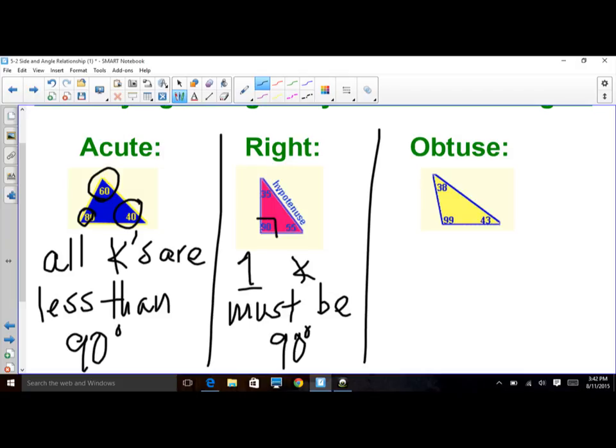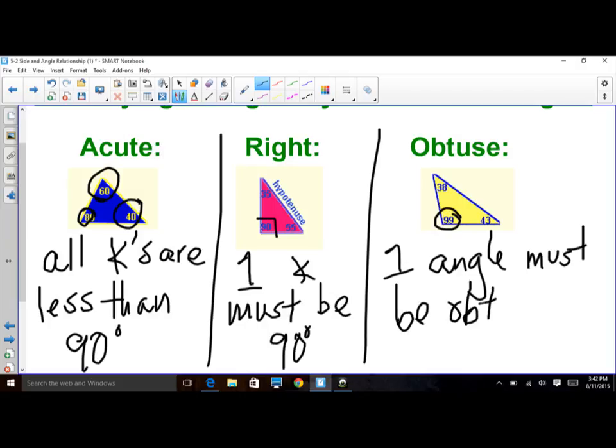The last is the obtuse triangle. Notice that in the obtuse triangle, we have one obtuse angle. So whenever we have a situation like that, we can classify our triangle as obtuse. So to have an obtuse triangle, one angle must be obtuse. Okay, so these are the three different ways you can classify a triangle by its angles.